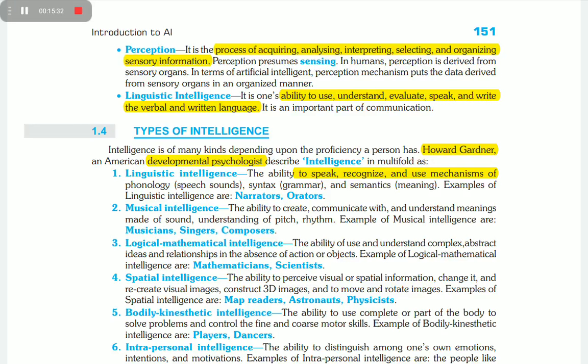Linguistic intelligence is the ability to use and understand verbal and written language, to understand English, to evaluate, to speak English, to write English. To write Hindi, Hindi can also be a verbal and written language. It is an important part of communication.